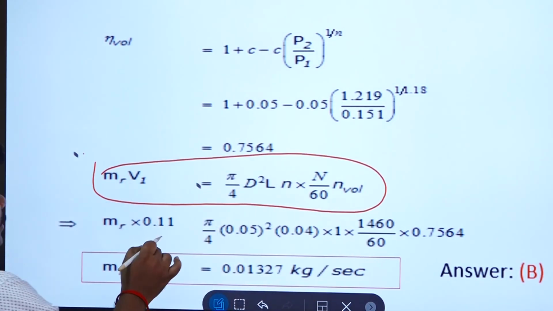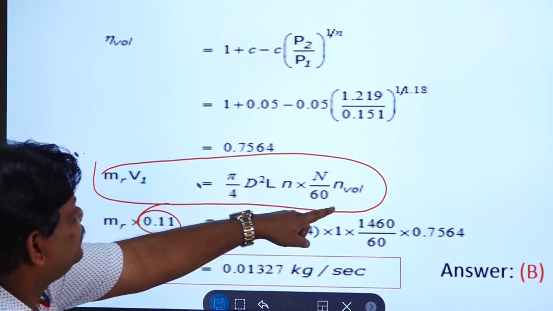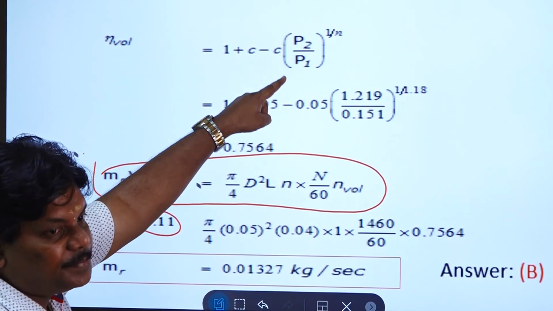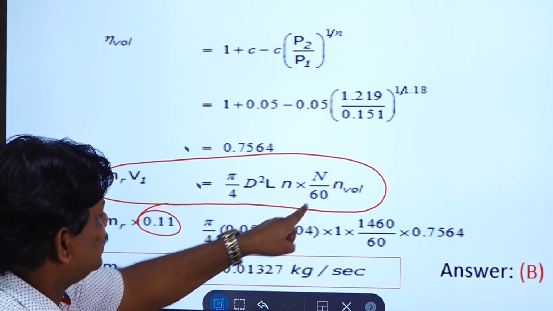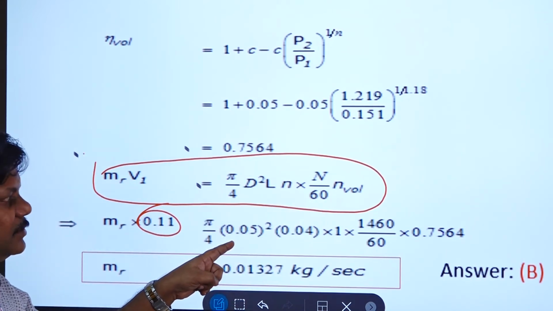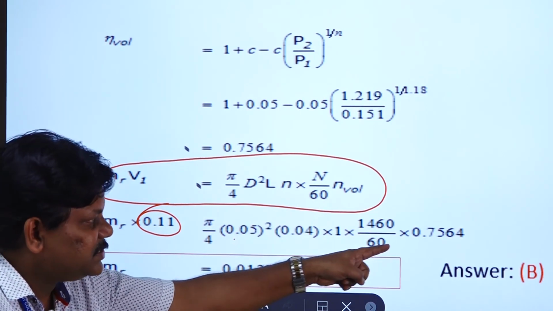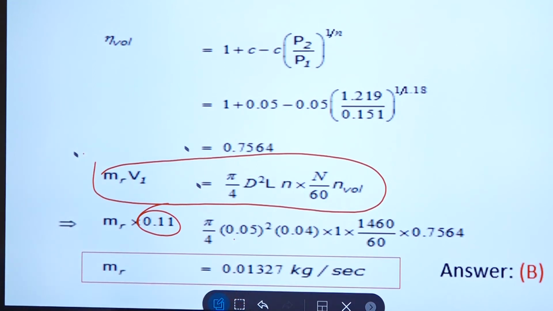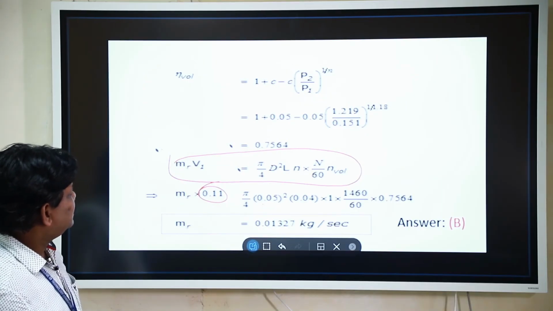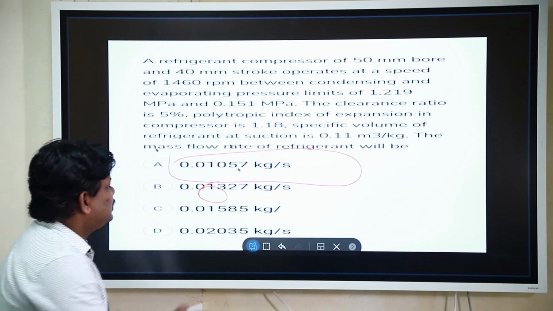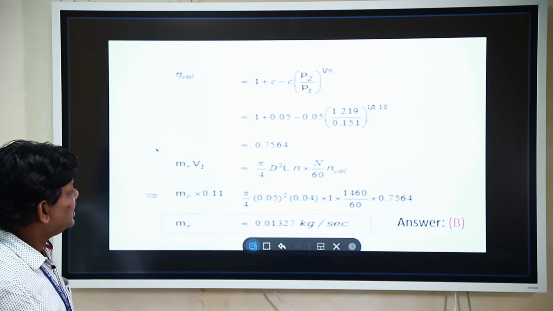For using this V1, everything is known to you. The volumetric efficiency is 1 plus C minus C into Rp whole power 1 by N. So use this formula, find the volumetric efficiency, and substitute here. All the other data are known to you: D, L, then N, and the speed divided by 60. Directly you can substitute in that and get the value of m_f, which is 0.01327. The answer is B. So 0.01327 kilogram per second.